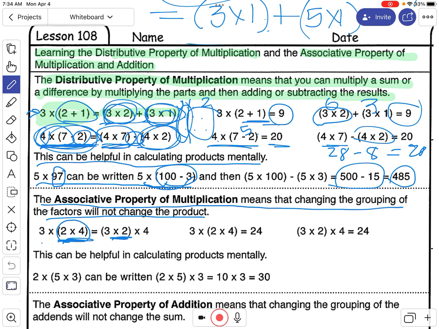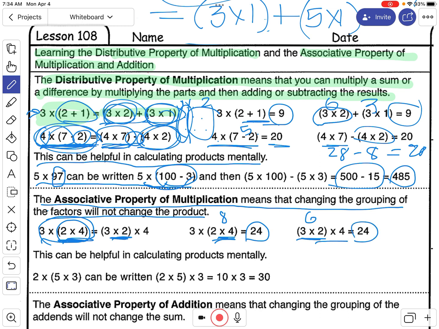Let's prove that. 3 times 2 times 4, well, if I do this first, I get 8. Right? And 3 times 8 is 24. The order that you do things in multiplication doesn't matter. You can do this part first. Or 3 times 2 I can do first and get 6. 6 times 4 is 24.